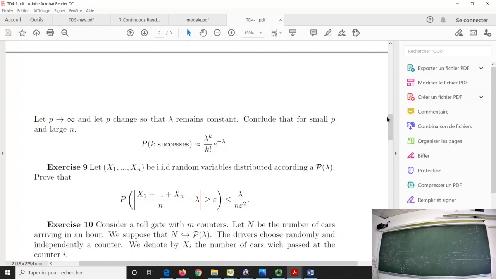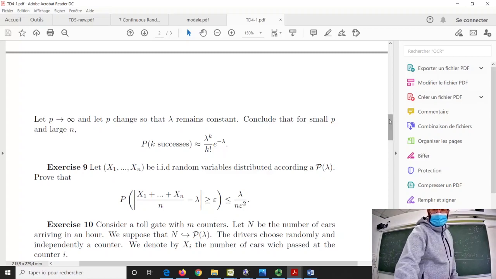Okay? So, if you have to keep in mind something from this exercise, when I have a binomial with big n, small p, n times p being constant, I can approximate it by a Poisson. Do you have questions? Okay, so from now on, you have an interpretation of the Poisson as an approximation of the binomial. Questions? No? So I continue if you don't have any.